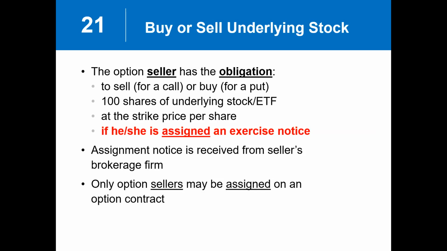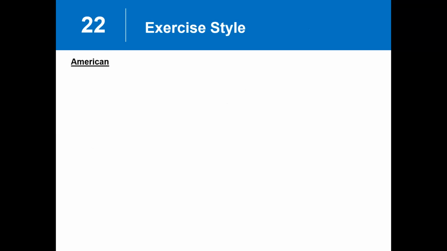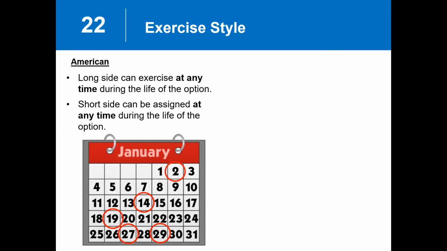So buyers have rights. That right is potentially to exercise the contracts. Sellers take on obligations because they're collecting cash, and they can be assigned at any time up to expiration. So there are different types of exercise styles. You've got the American style contract. The vast majority of those 4,300 plus underlyings that I talked about have American style contracts, which means you can exercise any time up to the point of expiration.